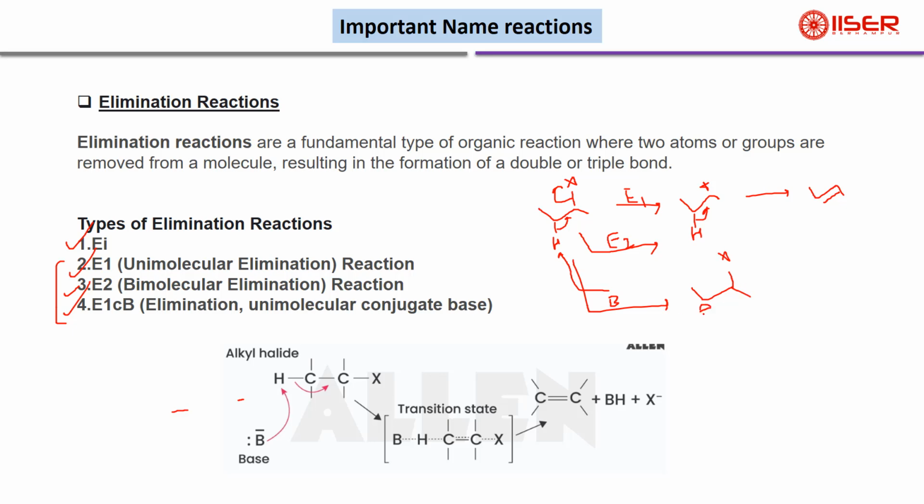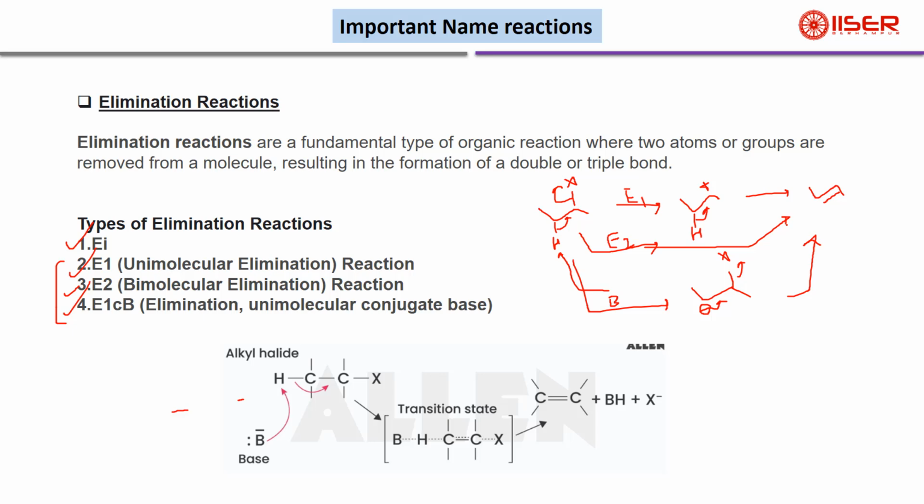Here, then this carbon ion will move to form the alkene. So see, you have to notice the difference, okay? In case of E1, the leaving group leaves the system at first, then the proton elimination takes place. Whereas in case of E2, the proton elimination and the leaving group elimination take place simultaneously. In case of E1CB, first the proton elimination takes place, after that the leaving group leaves from the system. So these are the three differences.